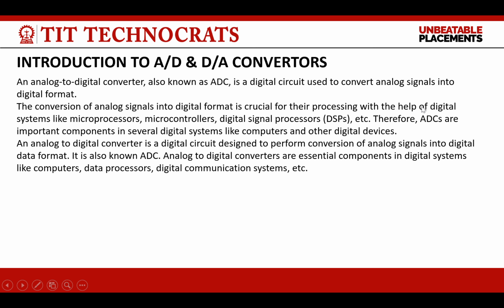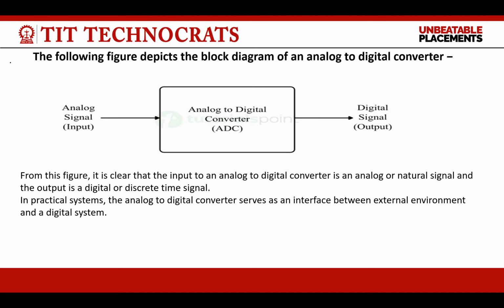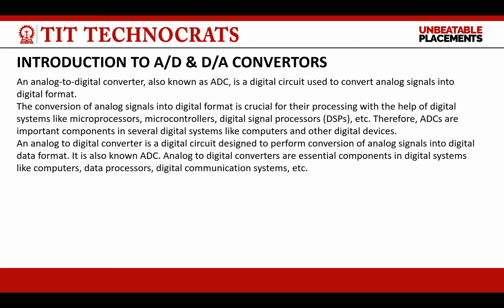So in this presentation we will learn what are the different types of converters, that is analog converters and digital converters. So this is the introduction to A to D and D to A converters. An analog to digital converter, also known as ADC, is a digital circuit used to convert analog signals into digital format. The conversion of analog signal into digital format is crucial for their processing with the help of digital systems like microprocessors, microcontrollers, digital signal processors, etc.